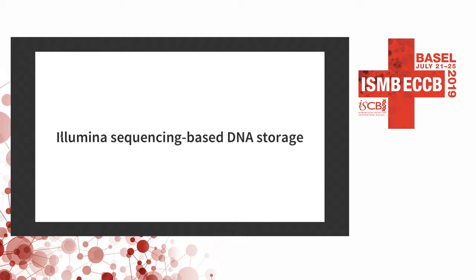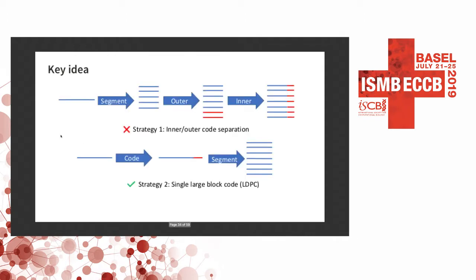So let's go to the Illumina sequencing-based DNA storage. What's the key idea? Basically, most of the previous works start with the data, segment the data, and then do two separate levels of error correction. One is for the loss of sequences, and the other is for the errors within the sequences. What we do is we just apply a single code. The problem with the separate approach is that, you can show in information theory that if you have short sequences, there is a fundamental limit on how good error correction you can do. On the other hand, if you do it on a large block, it's much better. And so we do that.